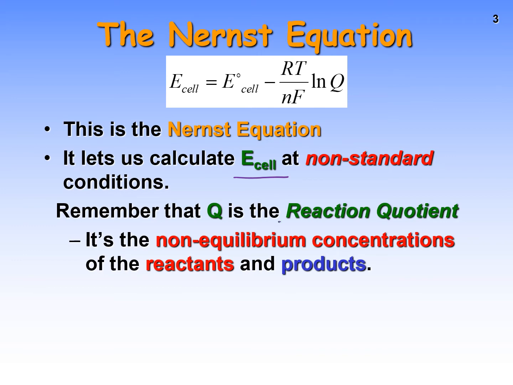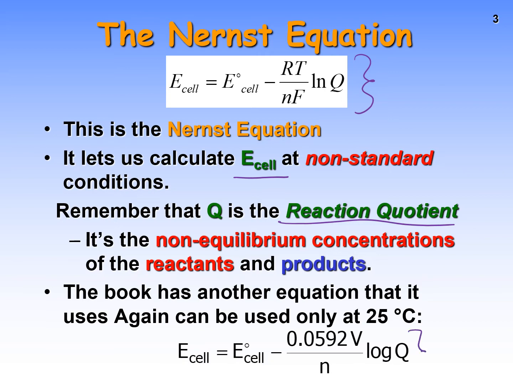And again, remember that Q is just our non-equilibrium concentrations of the products over reactants, taken to the powers of their stoichiometric coefficients, which means we need to balance our redox reaction before we can actually use this equation. Because Q requires all those stoichiometric coefficients. We need to know what the values are so that we can put them as exponents.